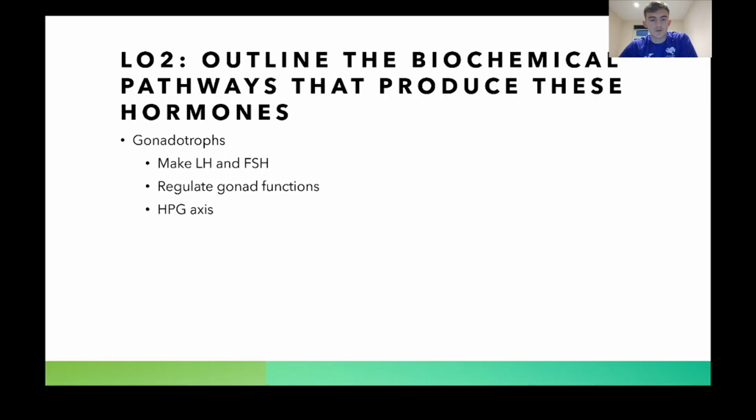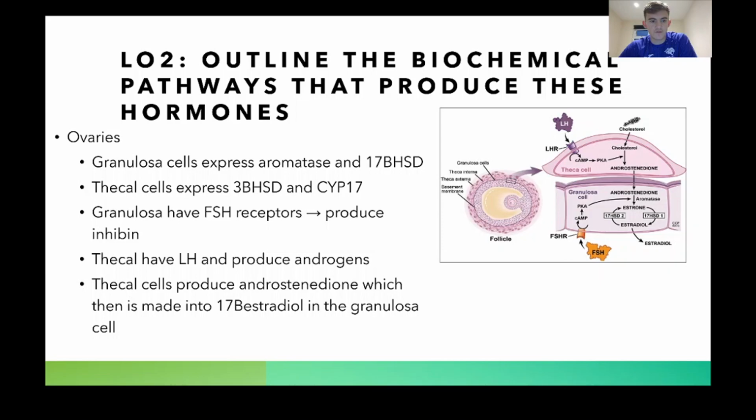So we've got these gonadotropes in the pituitary, which make LH and FSH in both males and females, and they regulate the gonad function, and that's seen on the hypothalamic pituitary gonad axis. So firstly, we talk about ovaries. We've got these granulosa cells which express aromatase, and aromatase basically turns testosterone into estrogen. And they also express the 17-beta HSD, which is, as you remember, needed for the conversion in the adrenal glands. However, it's also used here if you look at the diagram.